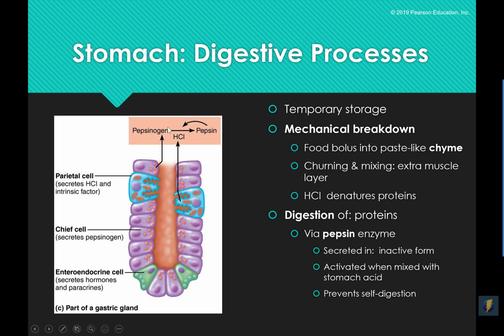That's what -ogen always indicates, inactive enzyme. And then they require, here in the stomach, the addition of the hydrochloric acid to turn them into pepsin. In addition to activating the pepsin enzyme, the hydrochloric acid also denatures our proteins, so sort of unfolds our proteins so that the pepsin can begin their chemical breakdown.